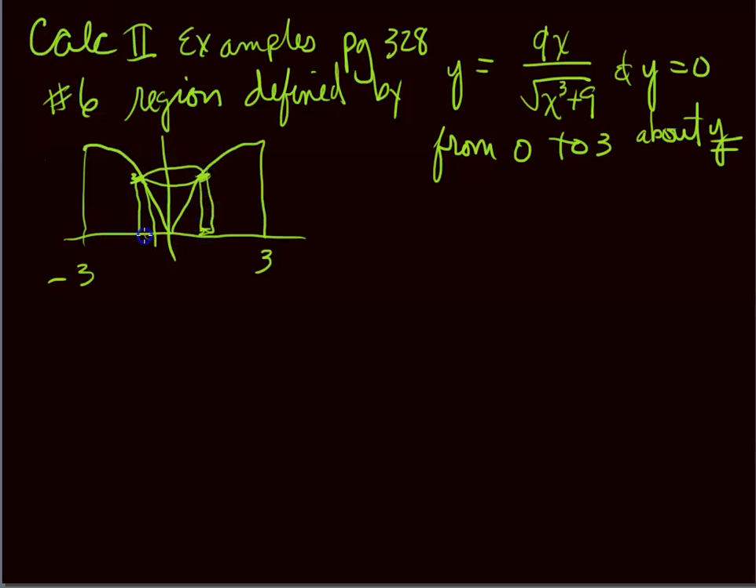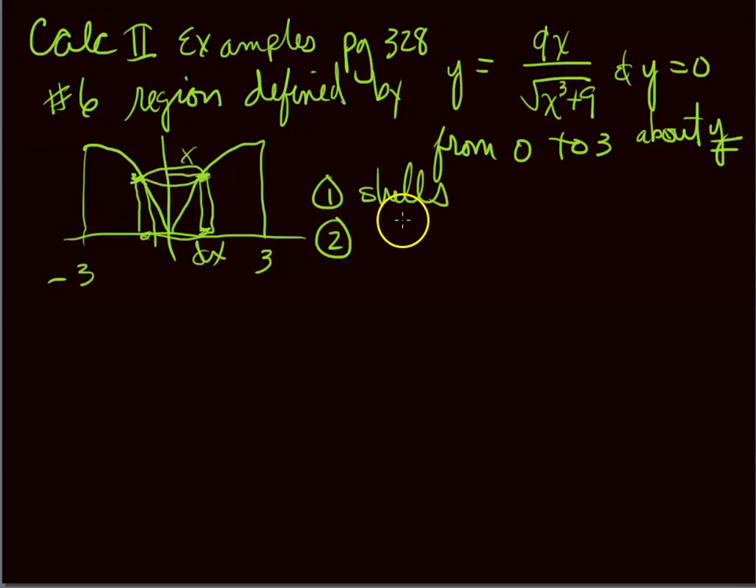And that thickness is dx, and it'll be sweeping around here. We need this radius, which is just x, and the height is whatever x we plug in will be that function. So, once again, first of all, what method? This is going to be shells.